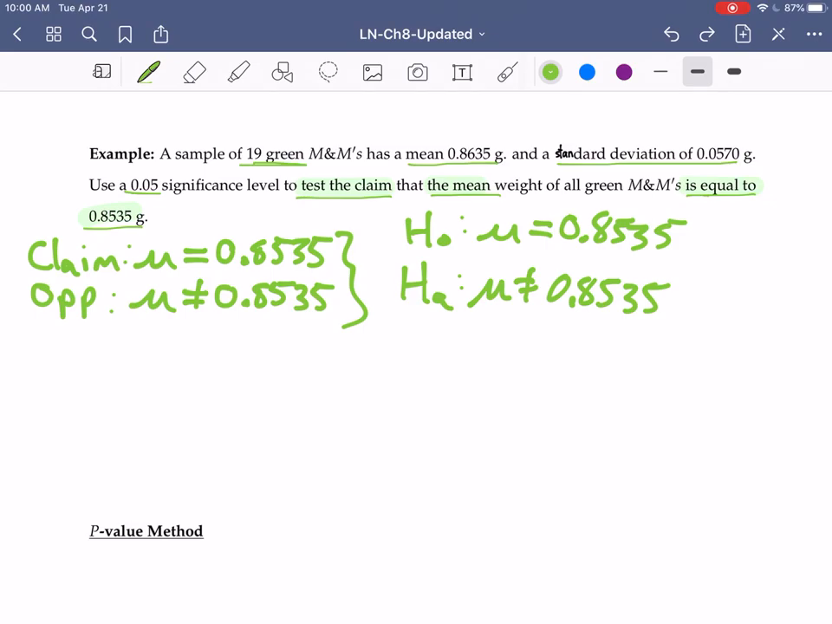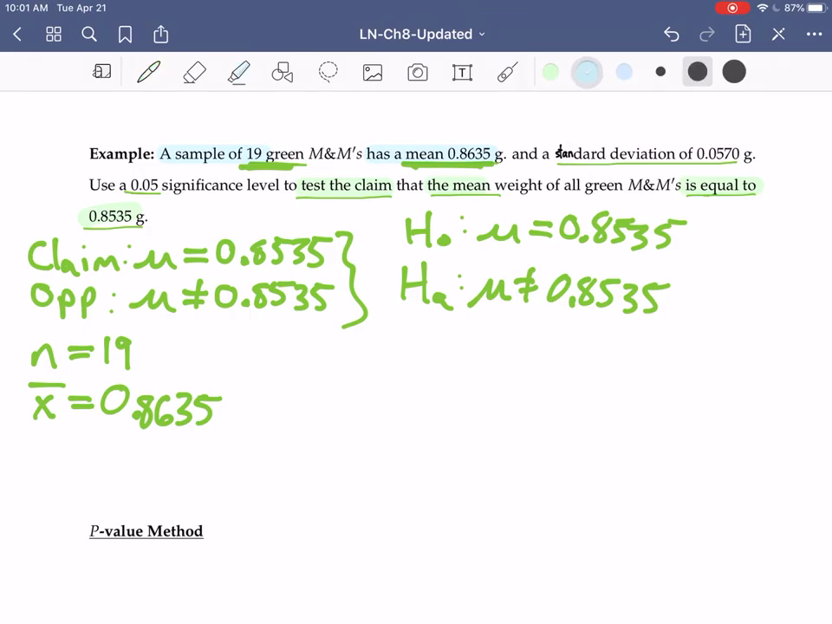So we've identified the null and alternative hypothesis. We have here 19, that is our sample size, n. We have a mean here of 0.8635. That mean comes in this whole sentence that's dealing with the sample, right? A sample of 19 has a mean of 0.8635. So that is a sample mean, and we use x bar for that notation, 0.8635.